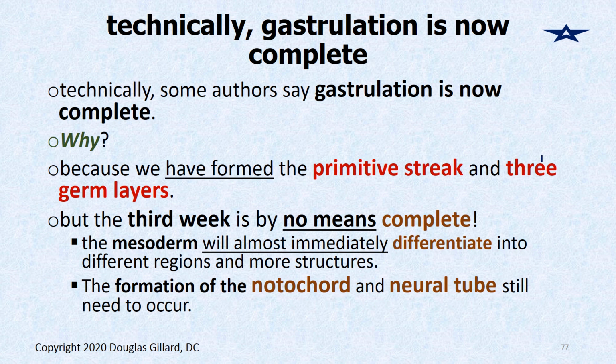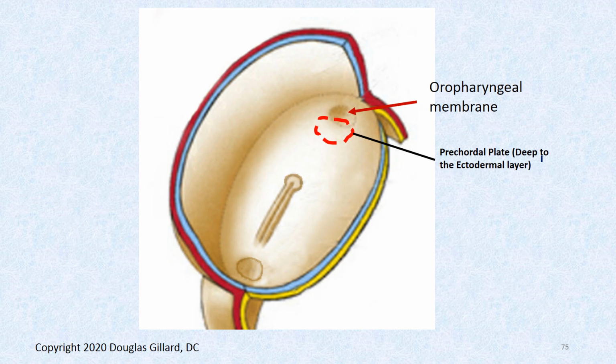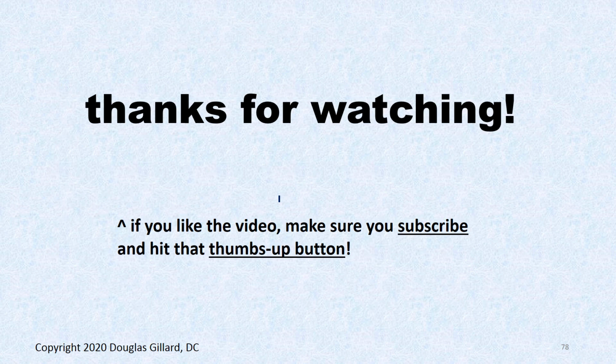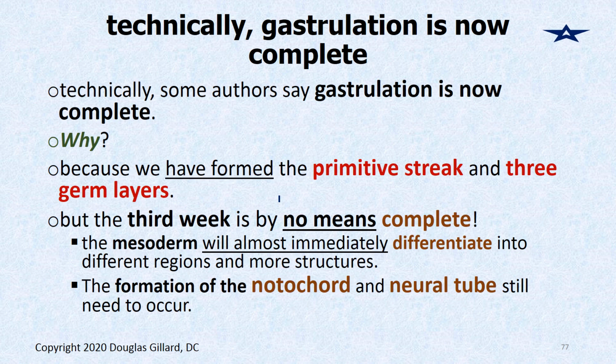So now we have all these structures done, right? We have a primitive streak, and they all get done about the same time. We have an oropharyngeal membrane, we have a prechordal plate, and we have our cloacal membrane. Gastrulation is complete according to most authors. And anything else I want to say? Yeah. So technically gastrulation is complete. Why? Because the primitive streak is formed and all those associated structures are formed.